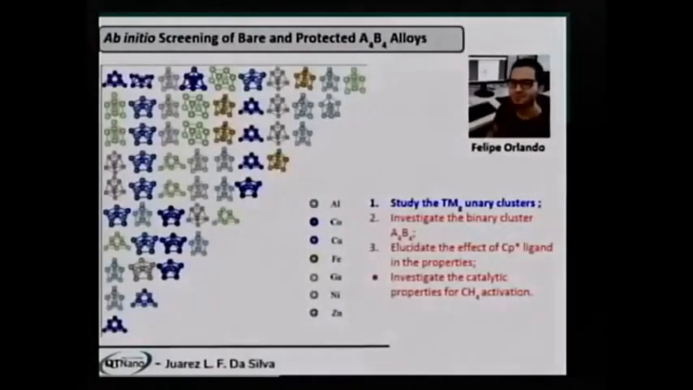The second project that is going on is the bimetallic screening of nickel and copper alloys with a fixed composition. This is being performed by Philippe, who is here. He is also studying only the unitary clusters. Here we want to understand the effect of the nature of the transition metal used on the different properties. Then we want to elucidate the effect of CP linked on these alloys, and in the future also investigate the catalytic properties for CH4 activation.